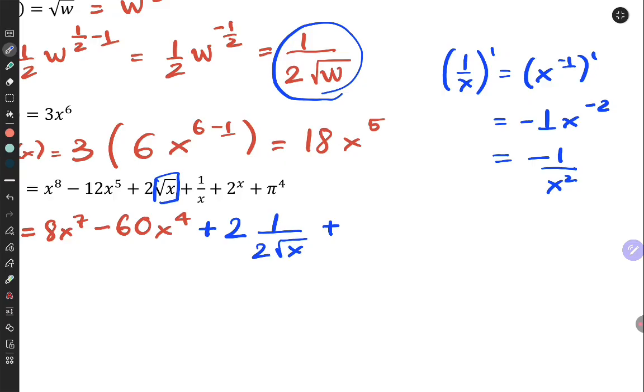Therefore, right here, this term. Okay, I'm going to use the color purple. This term is minus 1 over x squared.